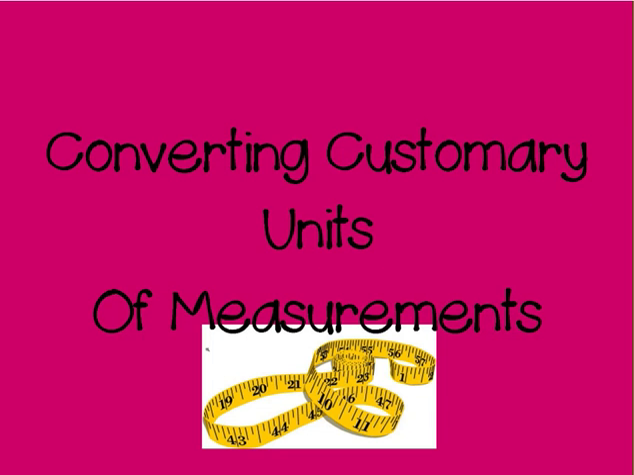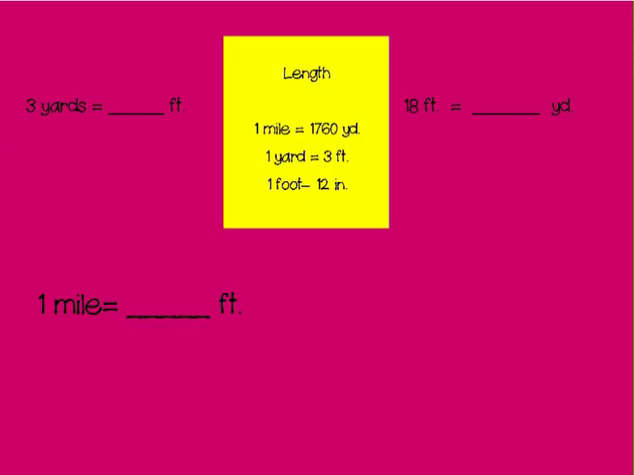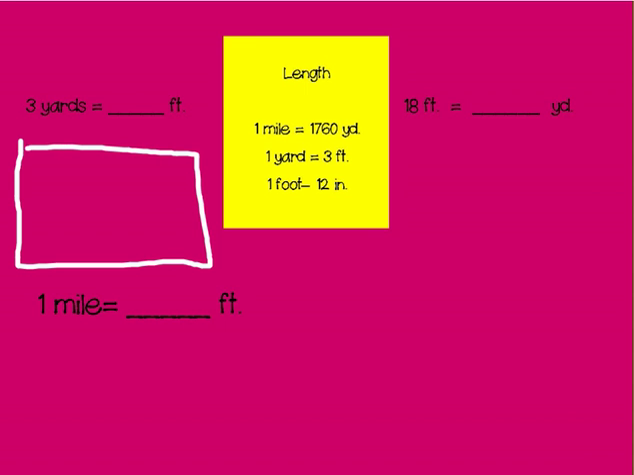Converting customary units of measurement. We can make a ratio table using the conversion units found on a formula chart. I'm going to label this one yards and feet because we can see that 1 yard is equal to 3 feet. We want to know how many feet are in 3 yards.